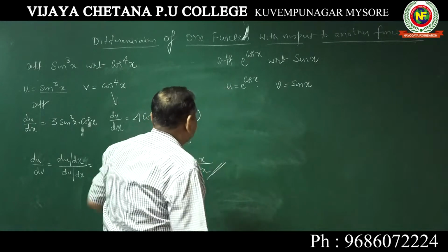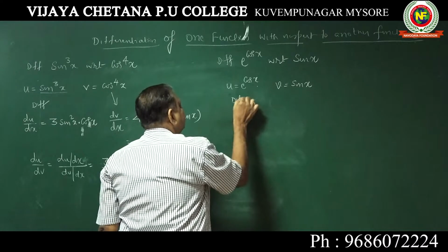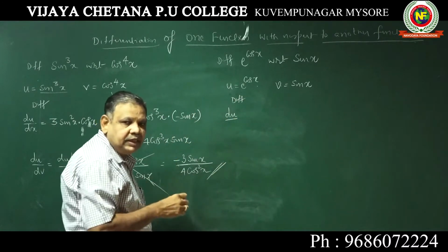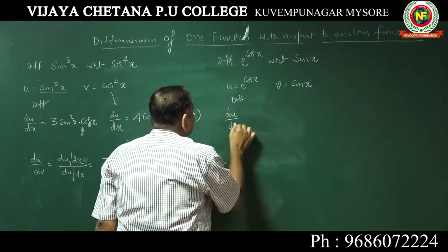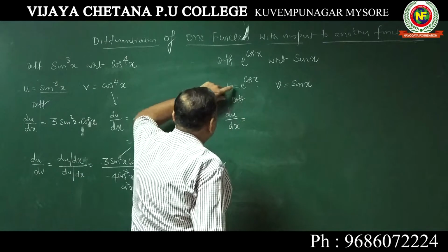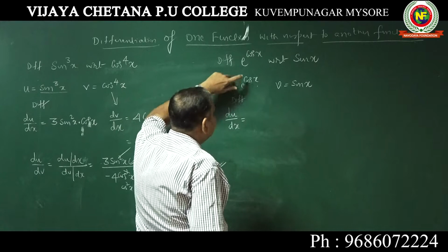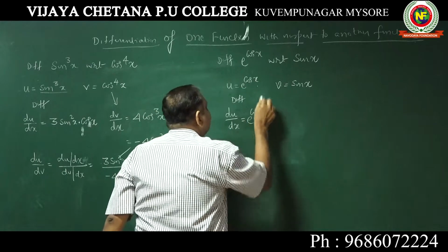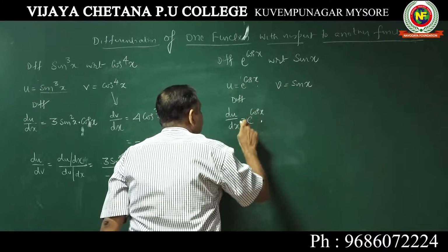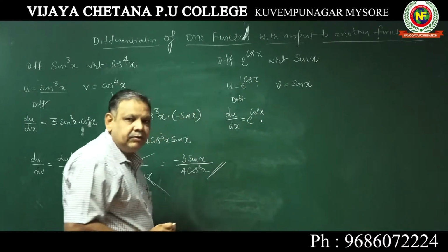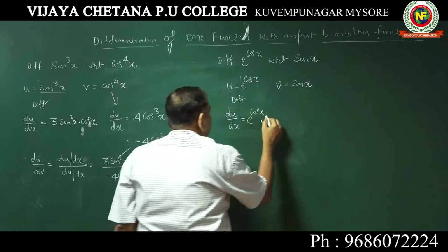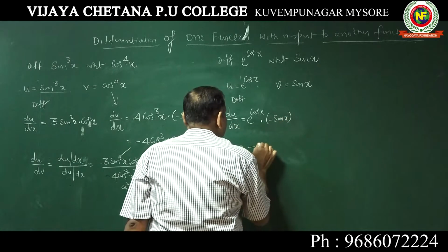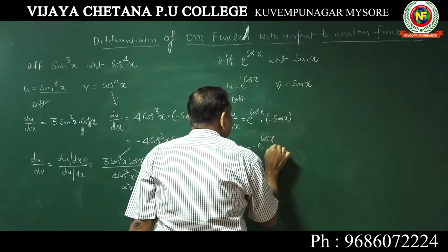Differentiate u with respect to x. How do you differentiate e to the power of cos x? e power x is e power x as it is, into d by dx of the power. This is p, so e to the power of p into d by dx of cos x, that is minus sin x. So du by dx is minus e to the power of cos x into sin x.